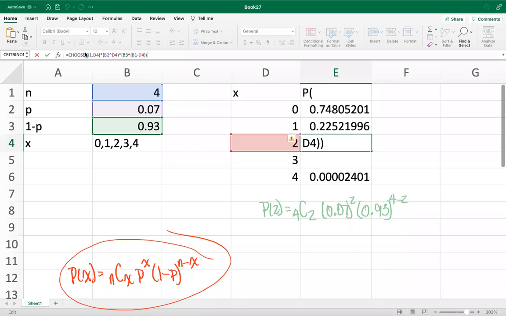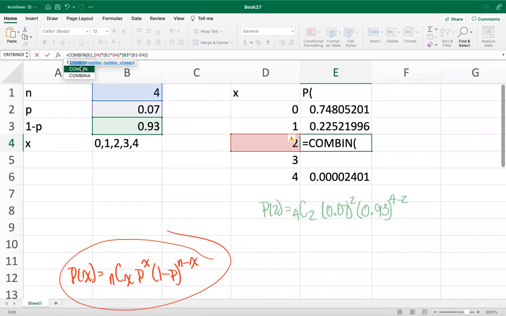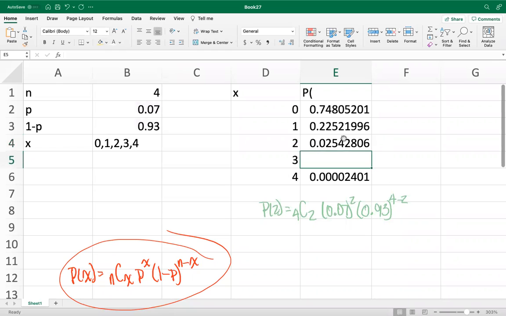And here it's not supposed to be choose. This is a combination, so we should have put combination and all that stuff. There we go. So this is a probability of those values there.